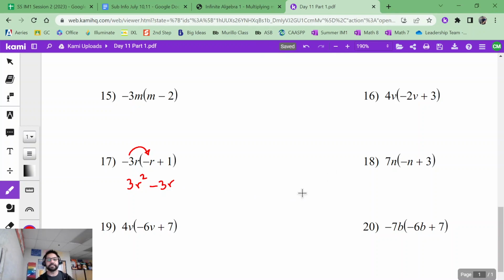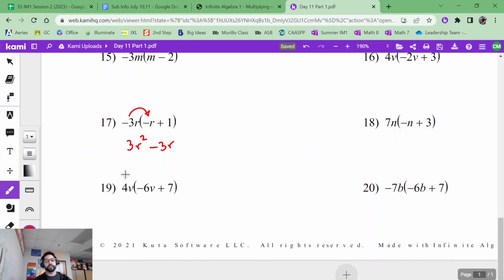All right, last one, number 19. Same thing, just quick distributive property, practicing your skills, because we're going to use these skills for all the other mini lessons that we're going to do in just a bit. So positive times a negative is a negative. 4 times 6 is 24. V times V is V squared, because again, adding the exponents, 1 plus 1 is 2. And then the last part again, positive multiplied by positive is positive. 4 times 7 is 28. And the V tags along.